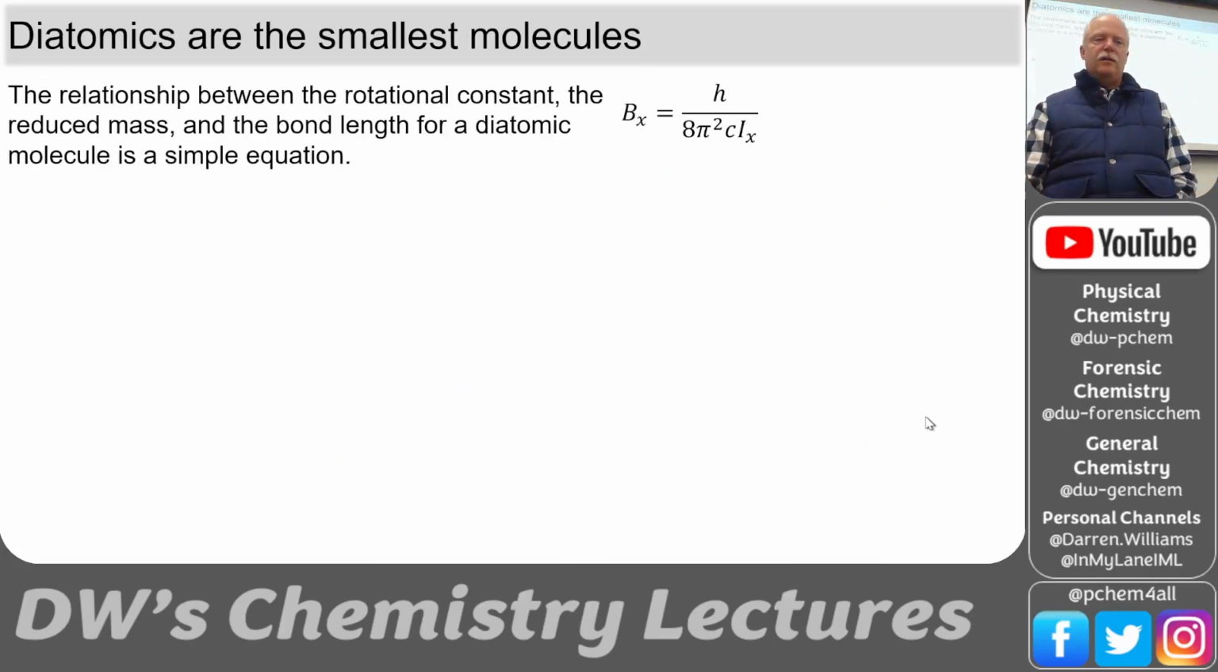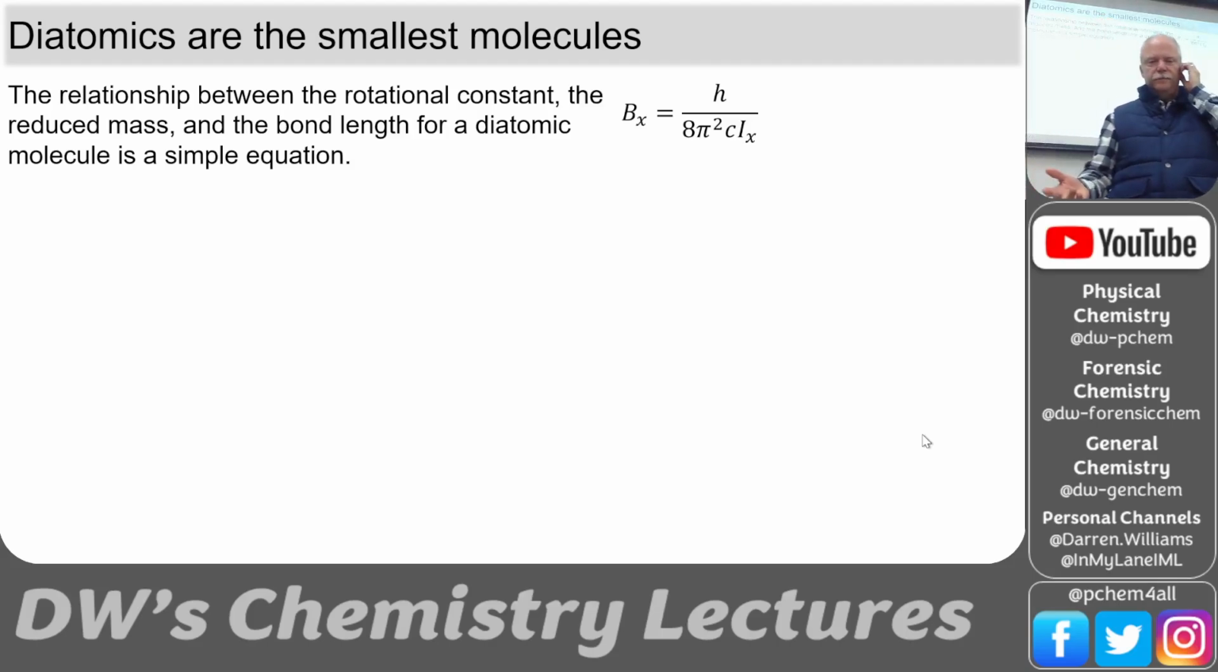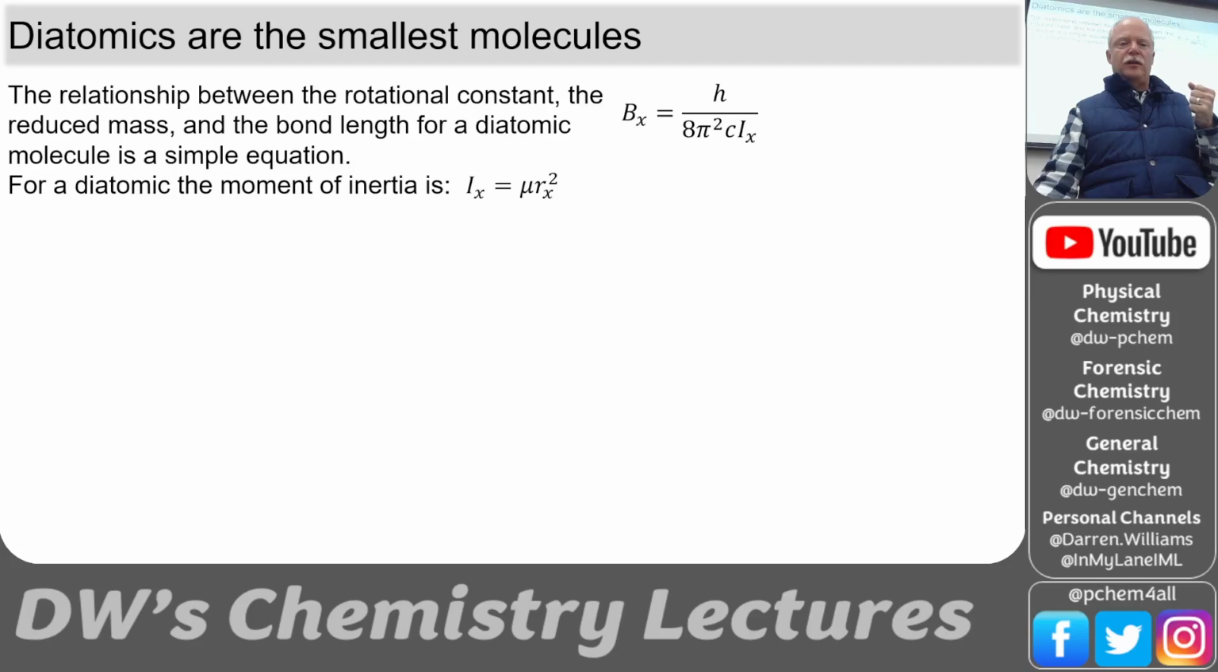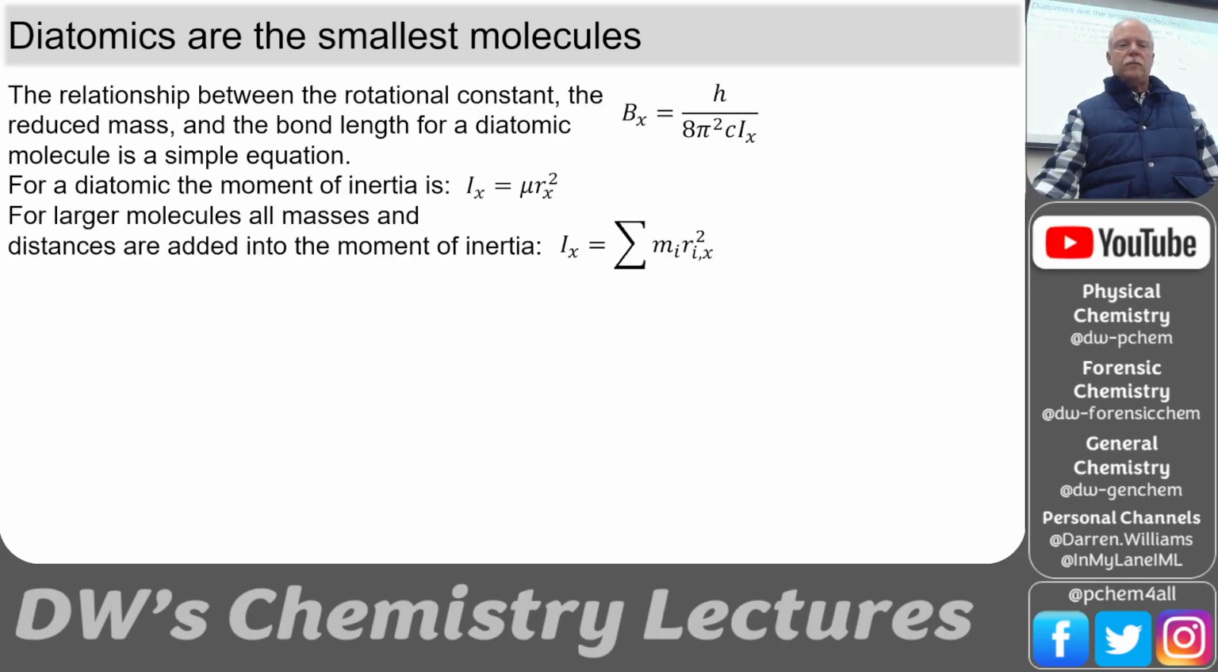So diatomics are the smallest molecules, right? And here's the rotational constant. What do we have in that denominator? It's the mass term, or the moment of inertia. The moment of inertia is the reduced mass times the bond length squared. And so for larger molecules, that moment of inertia is just the mass of each particle times the distance from the rotating axis squared. Okay. But the point is, mass is in the denominator. So if we have big masses, we have tiny rotational constants.